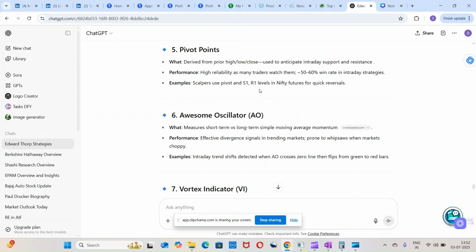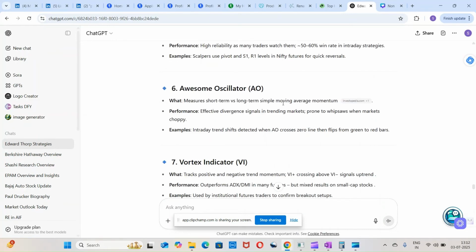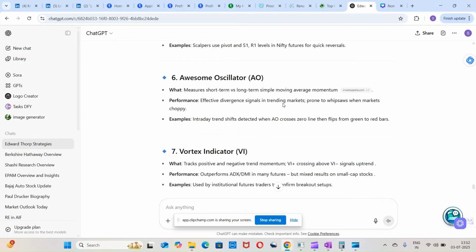That's the leading indicator. Awesome oscillator. This measures short-term versus long-term simple moving average momentum and gives effective divergence signals in trading, but it is prone to whipsaws when markets are choppy. When markets are choppy, none of the indicators work. But when markets are trending, the divergence signals are good in this case.